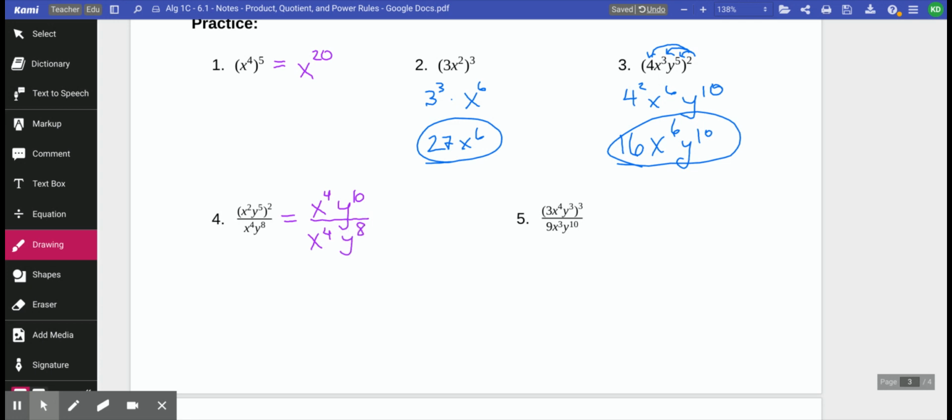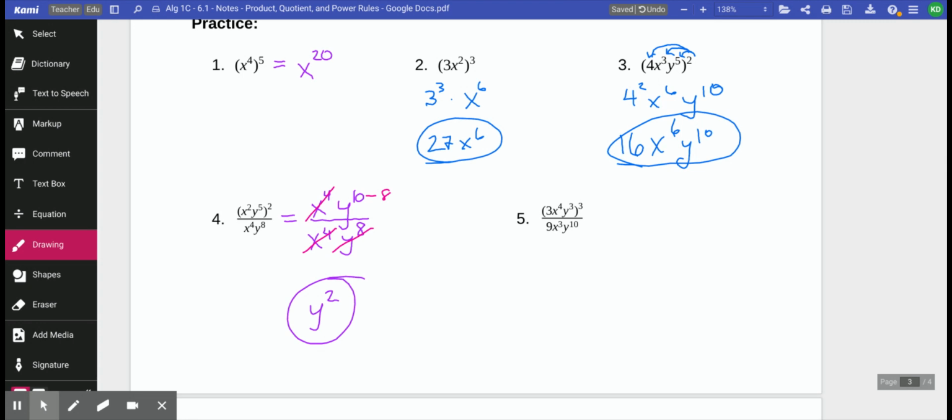Okay, so now we have to use our quotient rule. Quotient rule says subtract from the biggest exponent. Well, x to the 4th and x to the 4th are the same, so we can just cross them out. y to the 10th over y to the 8th, right? We're going to do 10 minus 8 and cross out that one. So final answer, on the top of this fraction, we have y to the 2nd. And in the denominator, we have nothing, so we don't have to write it. Not too bad, right? Looks worse than it is.